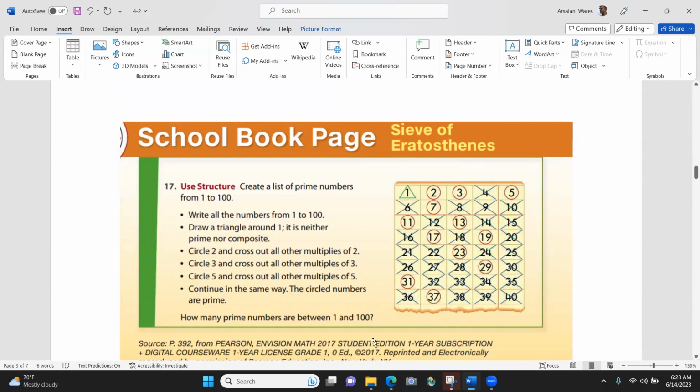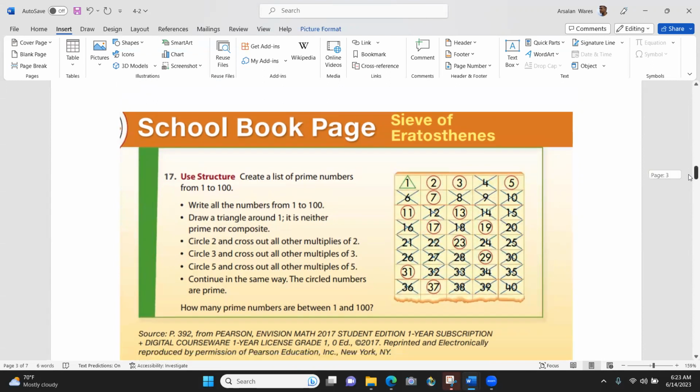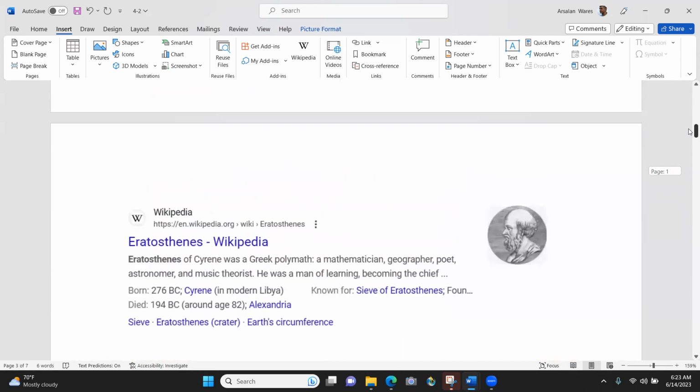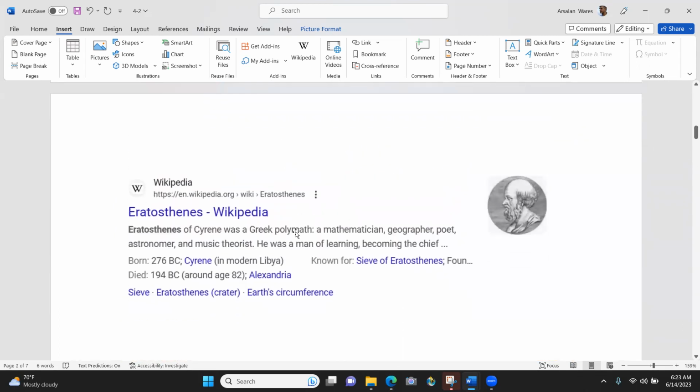Grade one. It's a page from a grade one text. So we're going to do some grade one math. They are trying to show us, it's called the sieve of Eratosthenes. Eratosthenes was a Greek philosopher and a mathematician and a scientist. There's a little Wikipedia snapshot about this mathematician.